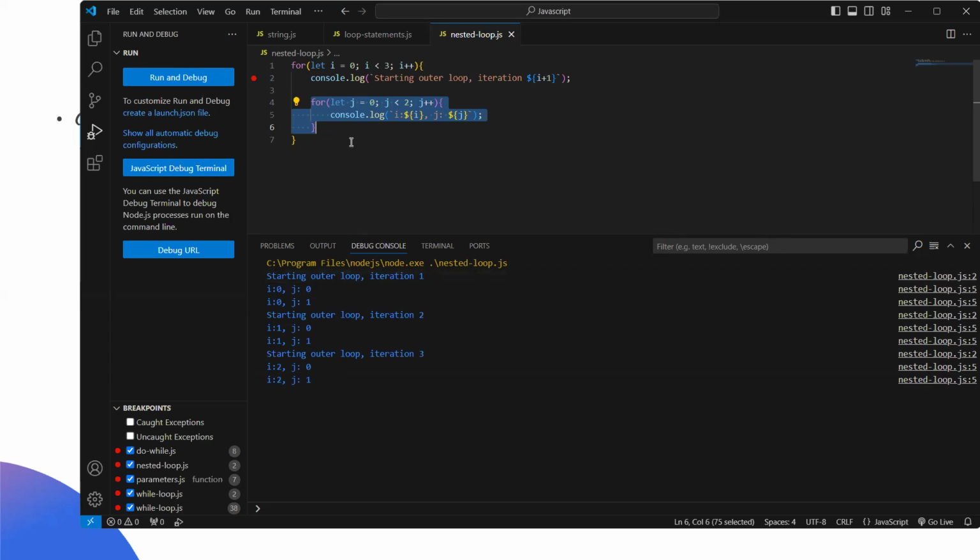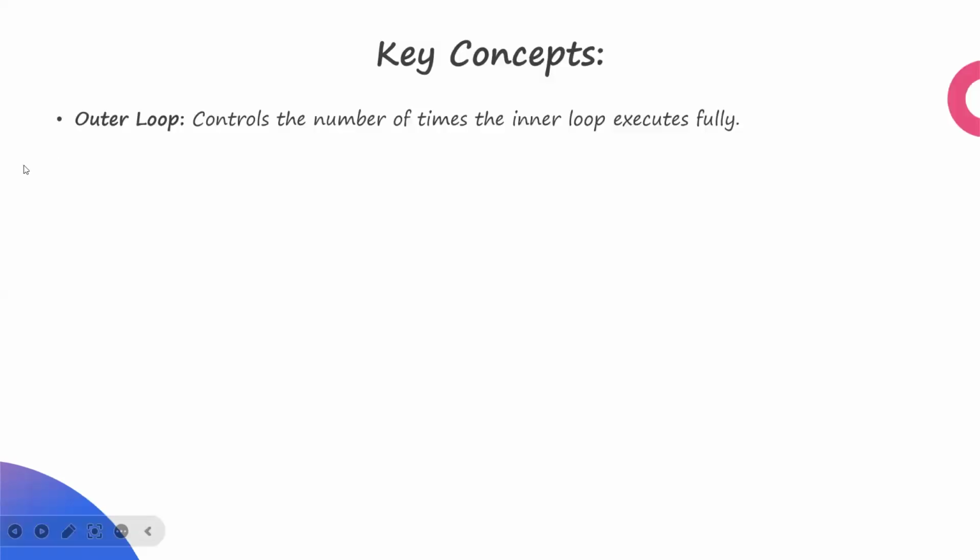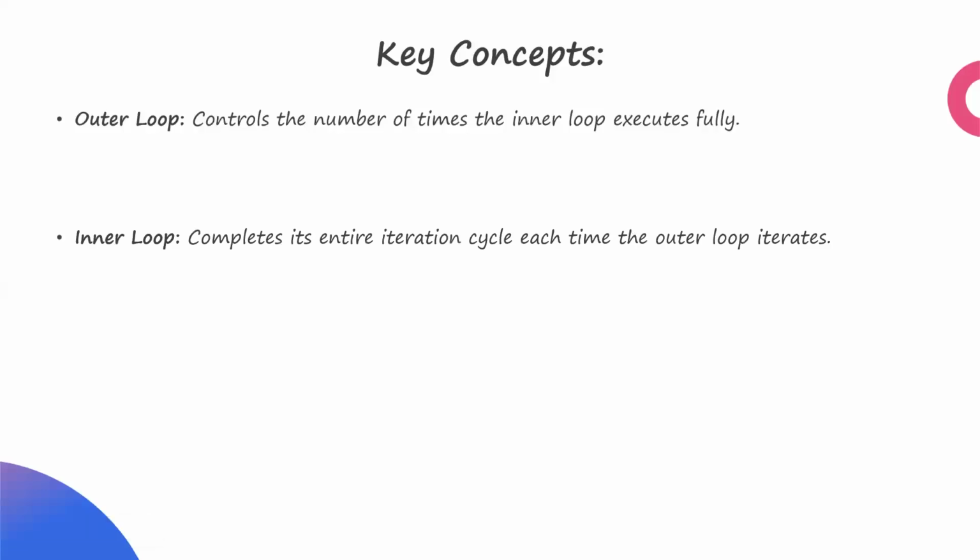So you can see now the inner loop had 2 iterations, and we printed this thing 2 times. And this inner loop ran 3 times because the outer loop controlled the number of times. It depends on the number of iterations of the outer loop. The inner loop completes its entire iteration cycle each time the outer loop iterates. So the inner loop would always run completely before the next iteration of the outer loop continues again.